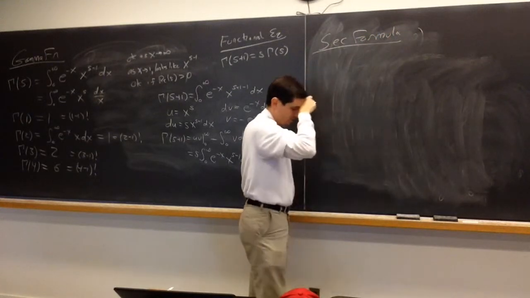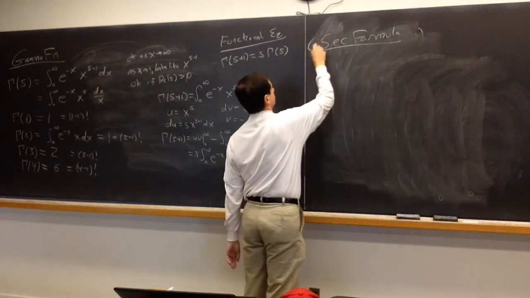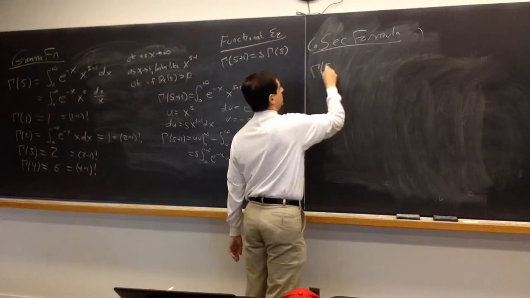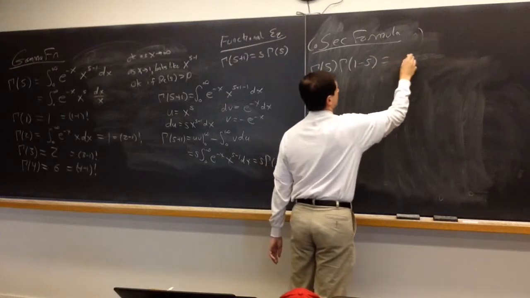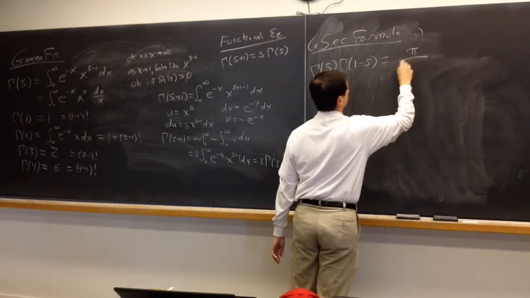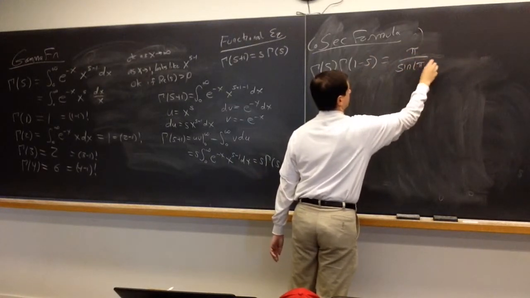Was it the cosecant formula? It's the cosecant formula. So I believe it's gamma of s times gamma of 1 minus s equals pi over sine of pi s.